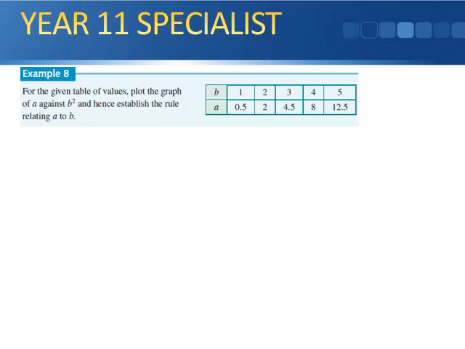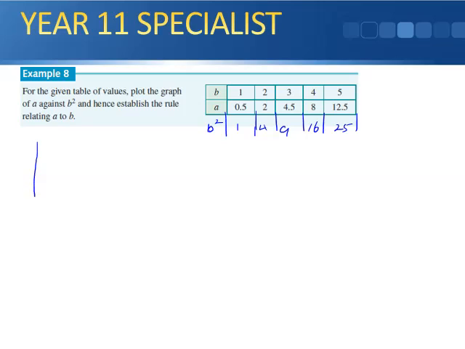Example 8. It says, for the given table of values, plot the graph of a against b squared, and hence establish the rule relating a to b squared. So right over here, we might as well just put b squared here. Just extend these. So I can quickly work it out. B squared is 1, 4, 9, 16, 25. Because I have to put a versus b squared.